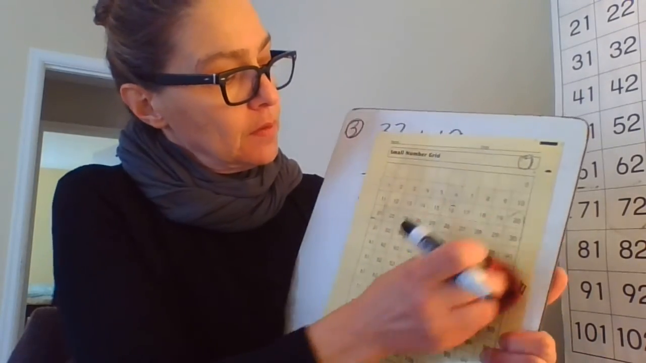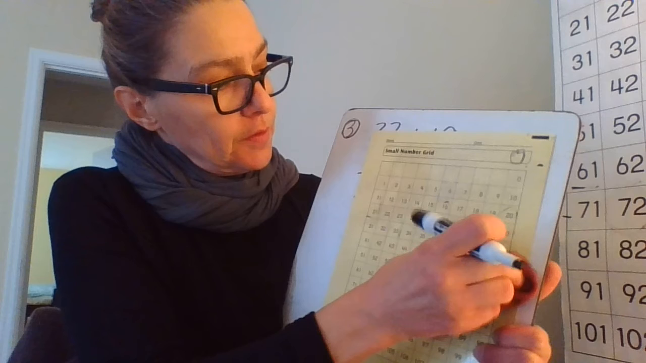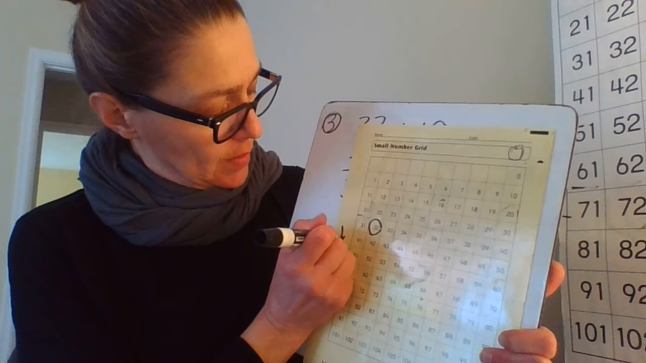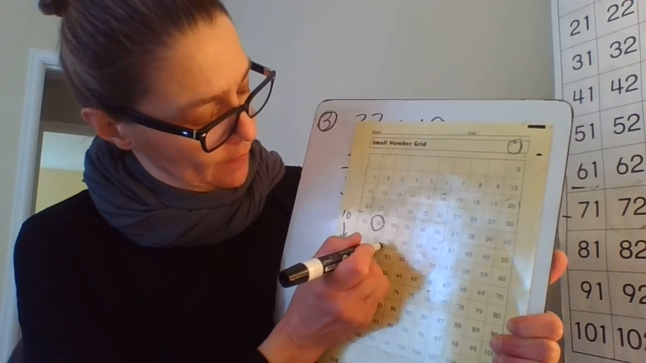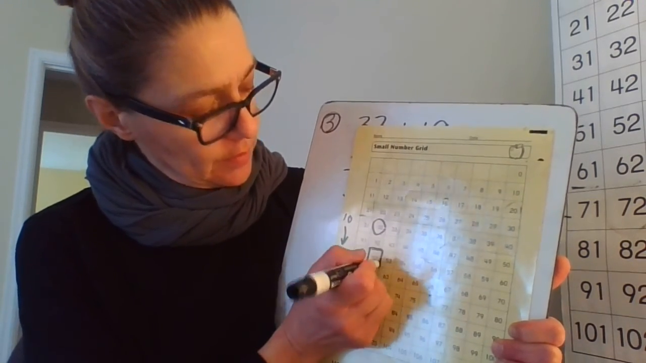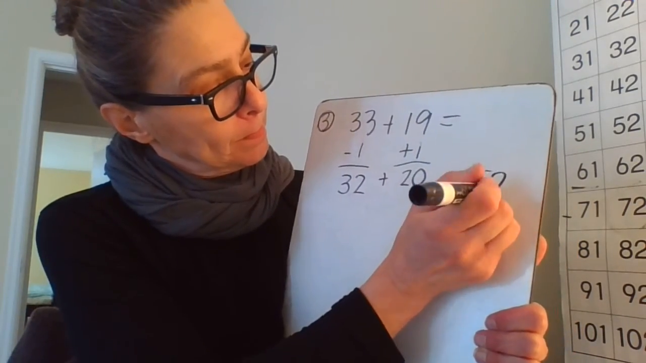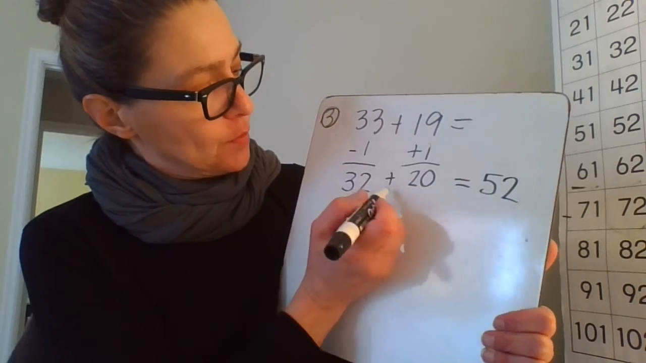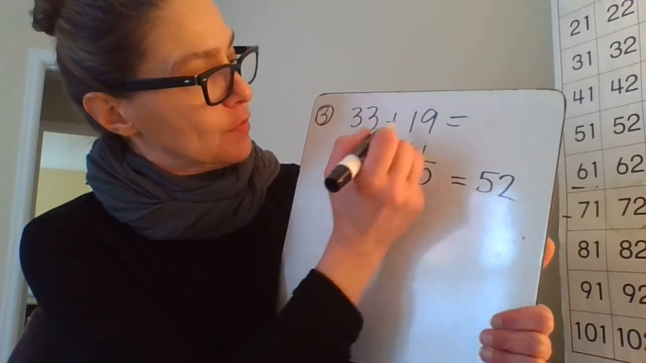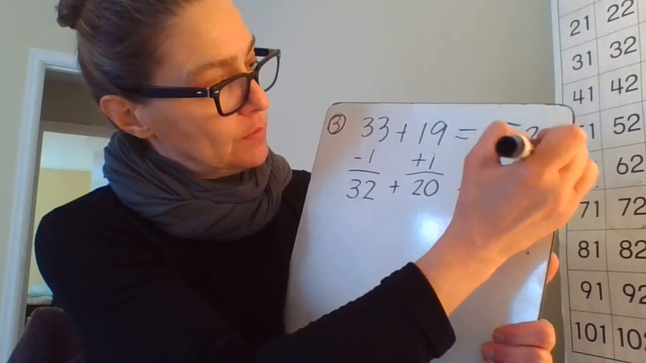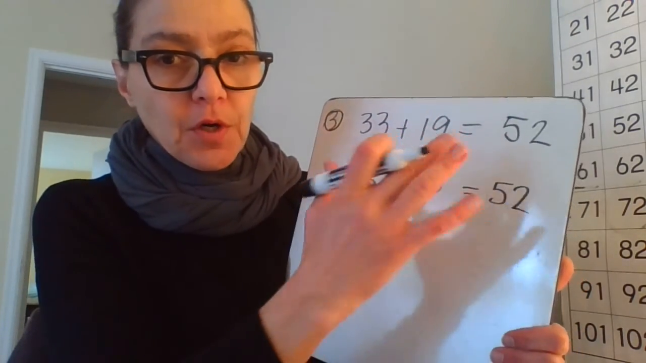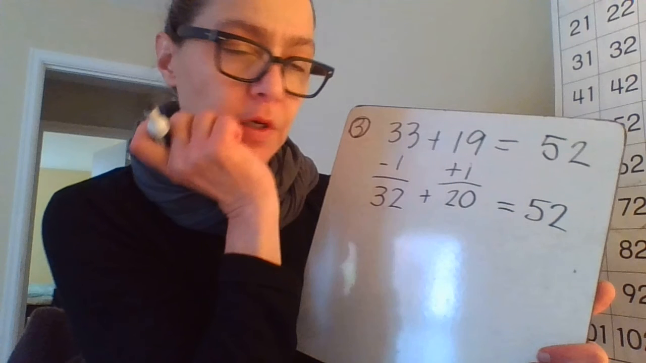So go ahead and add it up. Find 32 on your number grid. When you go down a row, it's a 10. So we have 42, 52. So our answer is 52. So that means if 32 plus 20 is 52, then 33 plus 19 is also 52. So this is how you show your work on that space in your workbook page.